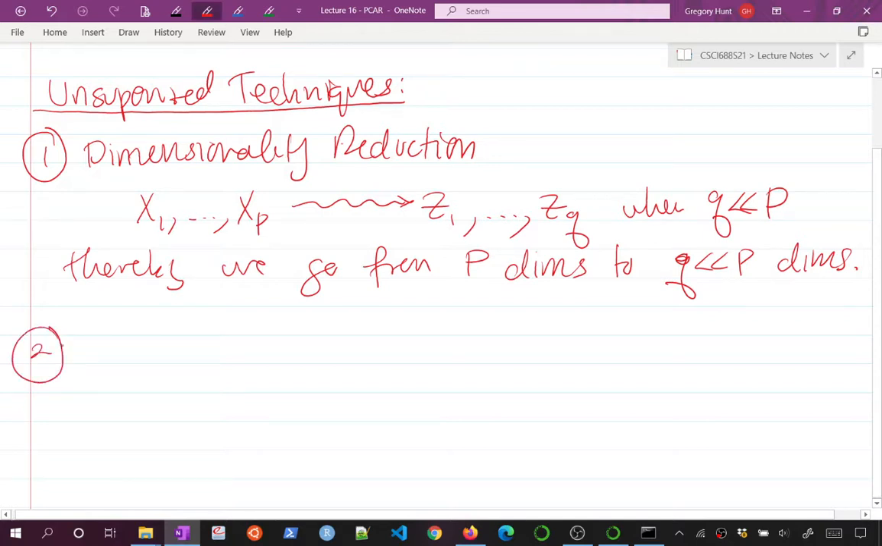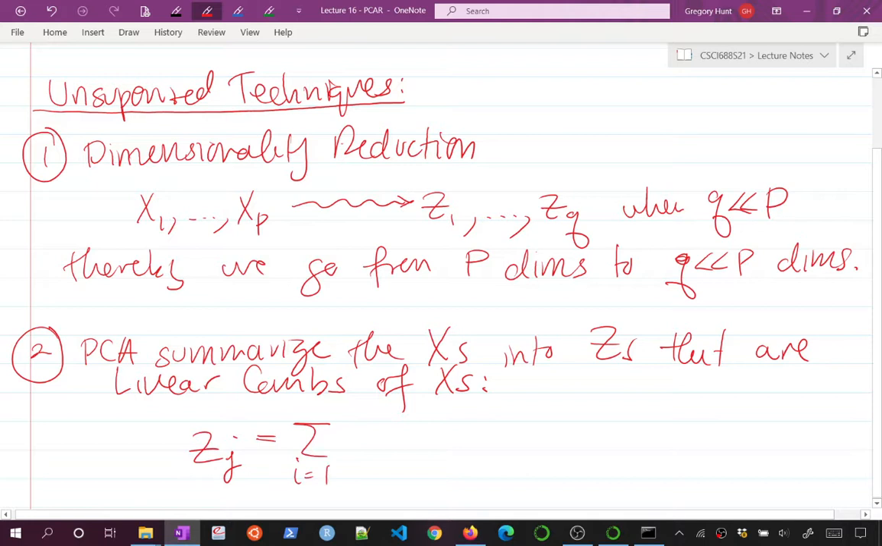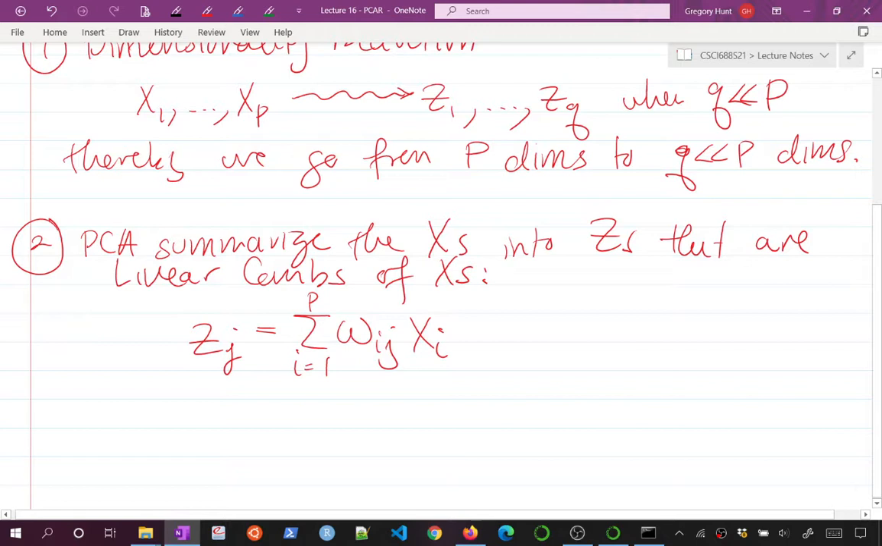The particular way that PCA operates by creating these z's is that PCA will summarize the x's into z's that are linear combinations of the x's. So z_j, let's say, is the sum where i goes 1 to p of some weight w_ij times x_i. So something like that, right? The z's are just the linear combination of the x's.